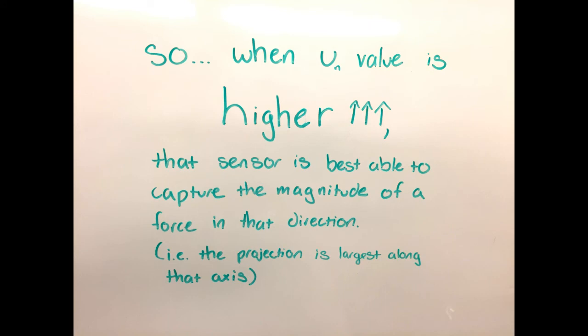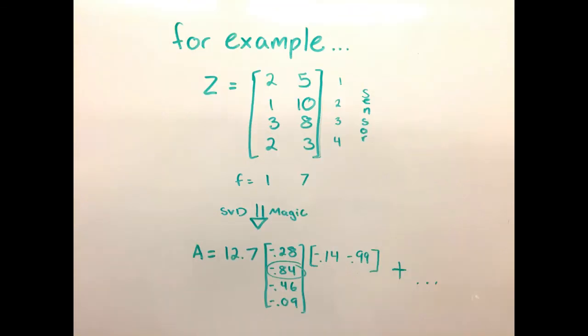That means that whichever sensor has the highest U value is the best able to capture the magnitude of a force. For example, this matrix has a very important second sensor because that is where the highest U value is. The second force is also the strongest because that is where the highest V transpose value is.